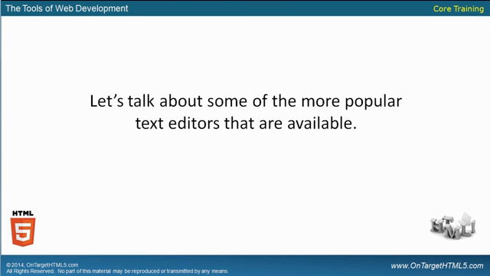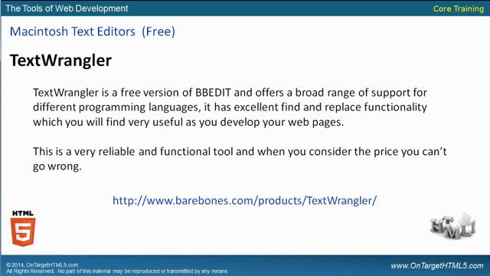Let's talk about some of the more popular text editors that are available for the Macintosh. The first one we're going to talk about is Text Wrangler. Text Wrangler is a free version of BBEdit and offers a broad range of support for different programming languages. It has excellent find and replace functionality, which you'll find very useful as you develop your web pages. This is a very reliable and functional tool, and when you consider the price, you can't go wrong. Text Wrangler is free. You'll notice that I have the URL at the bottom of the page. Let's go ahead and bring up their URL so that you can see what I'm talking about here.